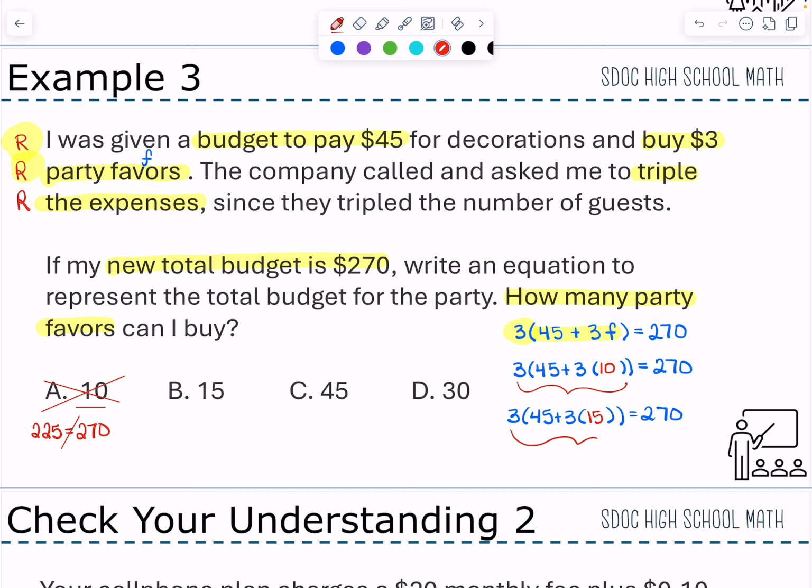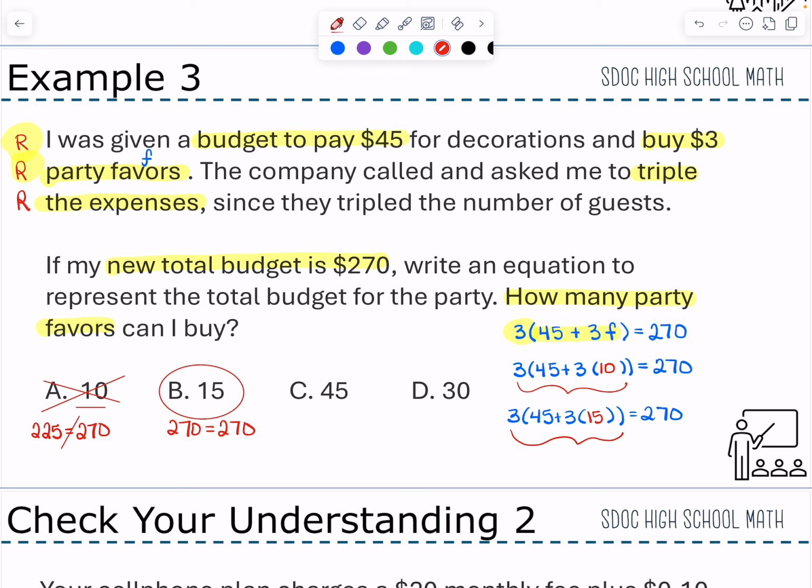Now, when I combine the left side, it should equal 270. 3 times 15 is 45. 45 plus 45 is 90. And then 90 times 3 is 270. Equals 270. And that's true. Okay. So I don't need to check C and D. If I wanted to, I could definitely go back and check C and D.